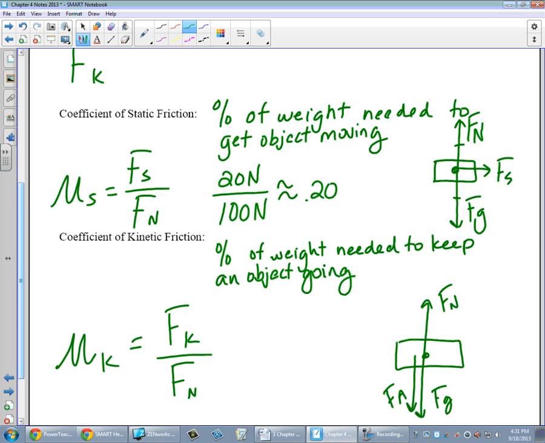What would happen is the normal force would actually increase so that it would balance out both the applied force and the gravitational force. And as that normal force increases, the force of friction between the book and the table would increase as well. So it's important that we use the normal force and not the force of gravity when we're computing the coefficients of static and kinetic friction.